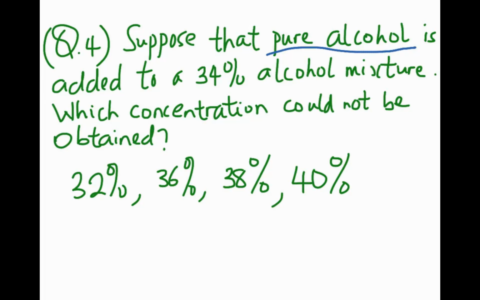And you're mixing it with a 34% alcohol solution. So, of course, the concentration of the final solution should be between 34% and 100%. It should be greater than 34% and it should be less than 100%. So we see that our answer is 32%.